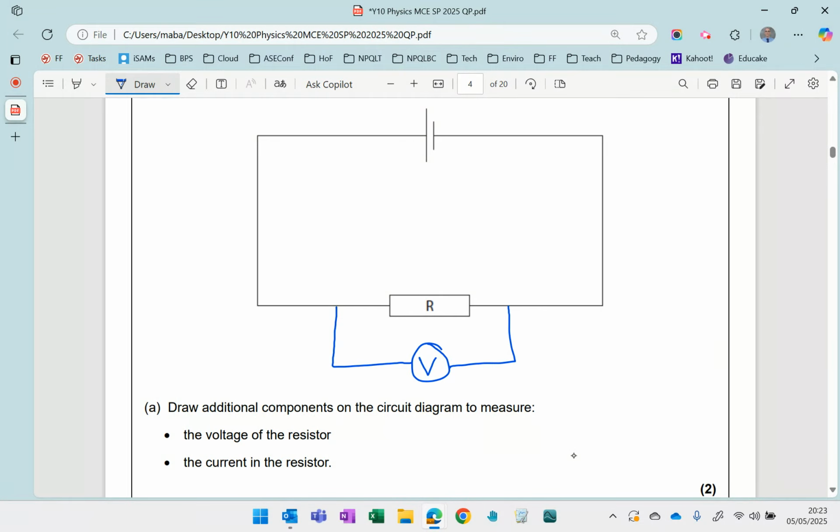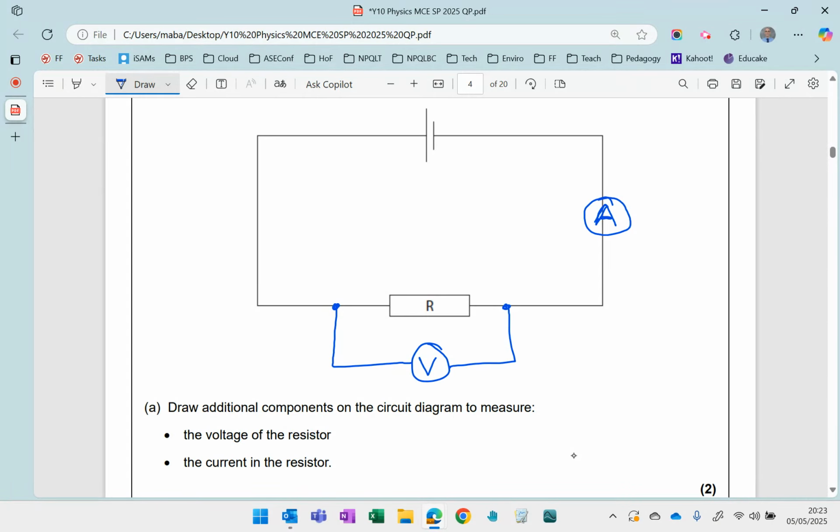Okay, now just be careful, those lines have got to touch the circle. And ideally you want a couple of little blobs to show that they're not crossed wires, they're joined wires. And then the voltmeter goes in parallel with the component that it's trying to measure the voltage across, and the ammeter can go anywhere in the circuit.